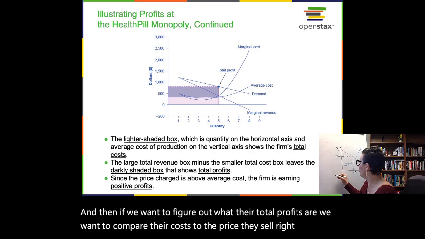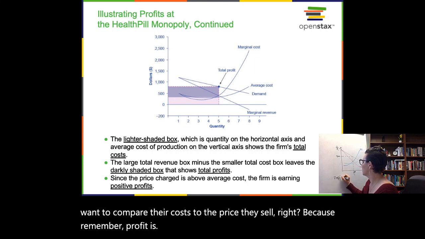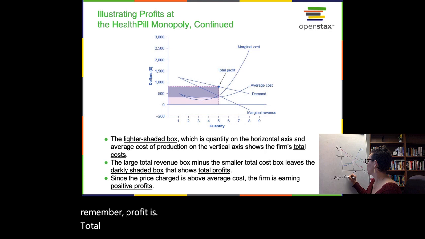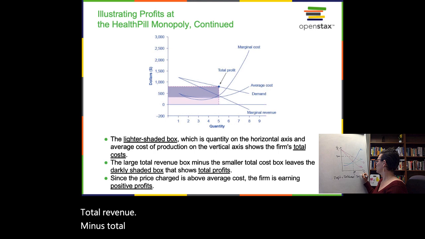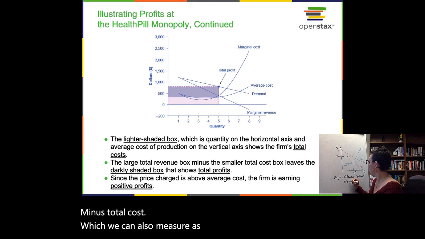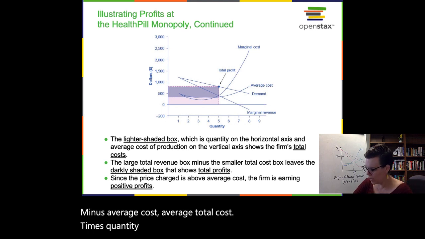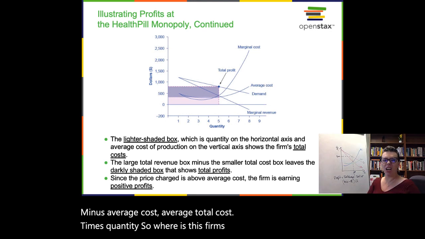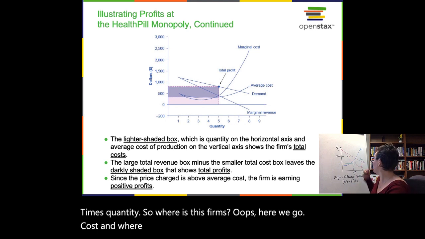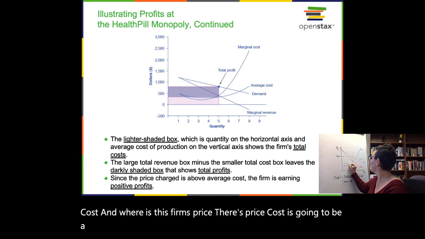Because remember, profit is total revenue minus total cost, which we can also measure as price minus average total cost, times quantity. So where is this firm's cost, and where is this firm's price? There's price. Cost is going to be a function of average cost. So that's going to be right here.